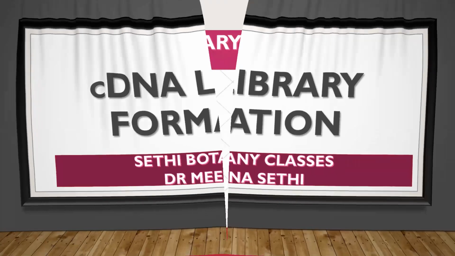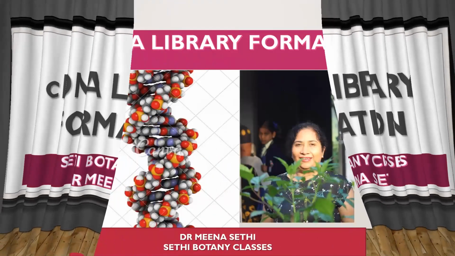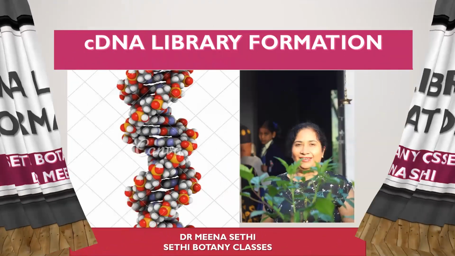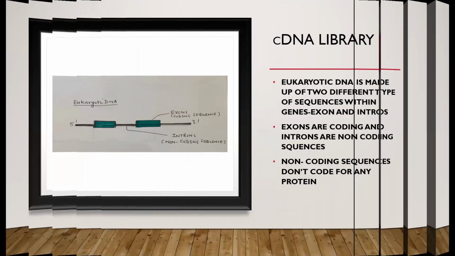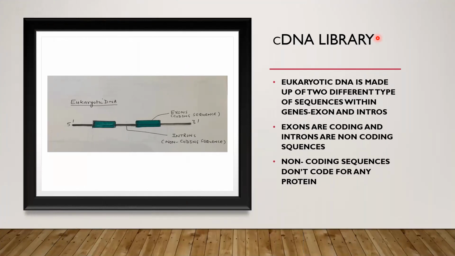Today we will study how complementary DNA library is formed. In the previous video, we studied about genomic DNA library. As we have discussed, genome is the entire DNA of an organism. In eukaryotes, DNA is made up of coding and non-coding sequences. Coding sequences are also called exons, and non-coding sequences are called introns.